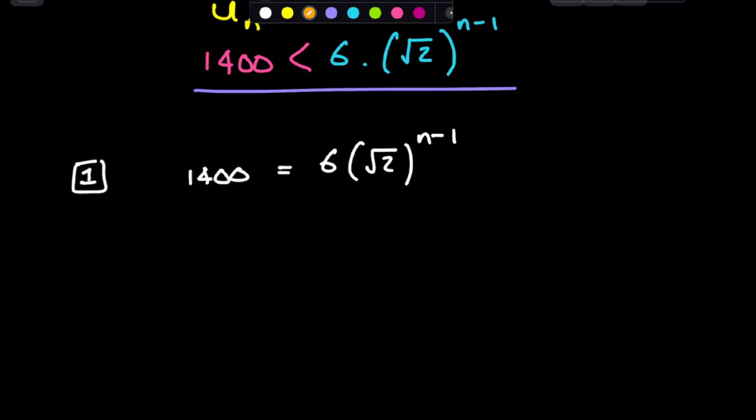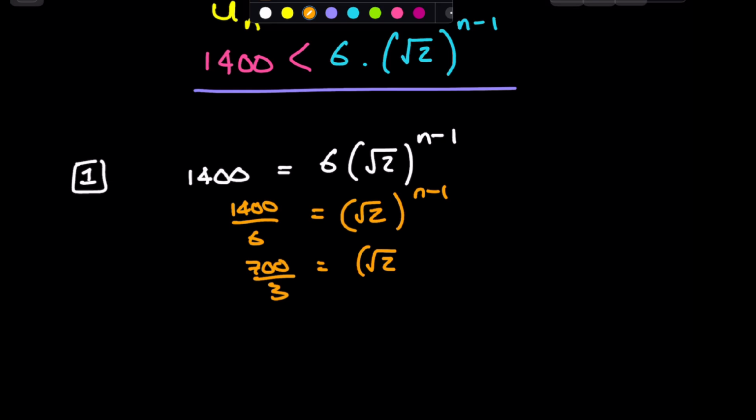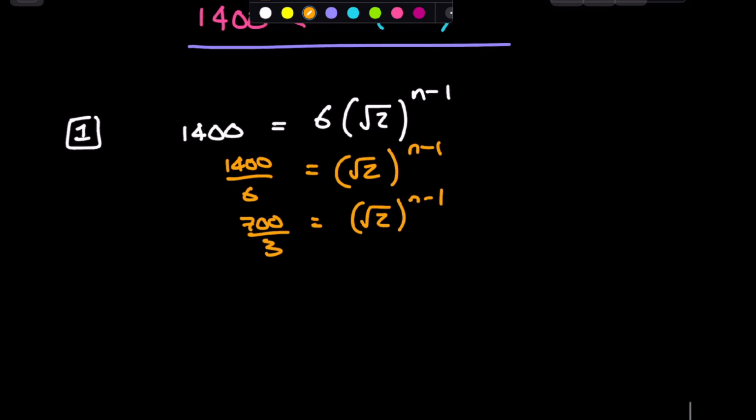So we're going to divide both sides by 6. So we've got 1,400 divided by 6 is equal to root 2, n minus 1. And that is going to be 700 divided by 3. And what we're going to do is if we take logs of both sides, then we'll be able to bring down the n minus 1.